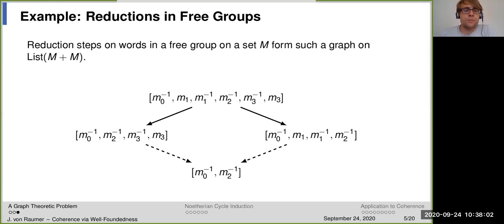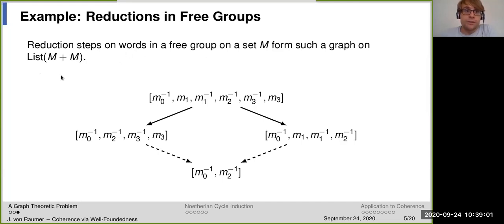So just to make it a bit more concrete and to see why these two assumptions actually make sense, let's look at the first example, and that's an example I will come back to later. Namely, the example of reductions in the definition of the free group on a set N. So imagine that we're given a set N, and then we want to construct the type or the carrier of the free group on N. And usually we'll do that by taking lists of N, annotated with information of whether we want to take the element of N in a non-inverted or an inverted way, which is why we can see it as a graph or a relation on the list of M plus N.